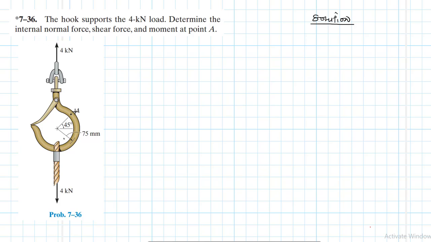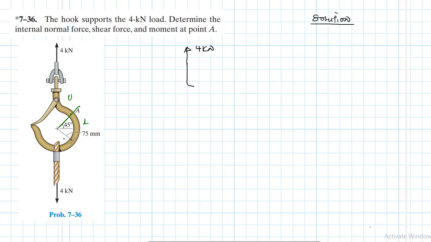So we're going to section this part here. When we section, we have the lower section and the upper section. I'm going to use the upper section, so let's draw the free body diagram for the upper section. It doesn't matter which section you use. You can use the lower or the upper.